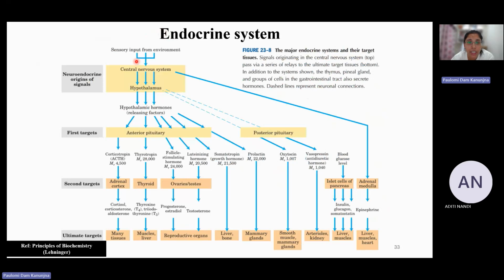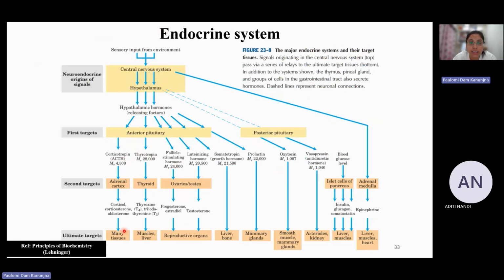So this is what I was saying. Let's say you have some response, some trigger, and your central nervous system goes to the hypothalamus. The hypothalamus secretes releasing factors, which go to the anterior pituitary, which synthesizes something called tropins, all these different tropins, and they go to their targets, the desired target from which the hormones are secreted. And from there, it goes to the target tissue.